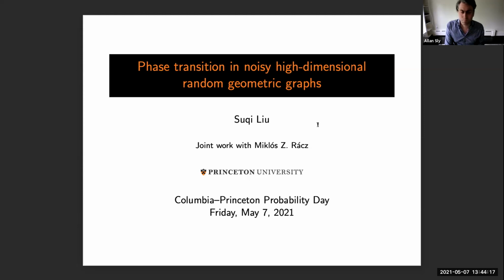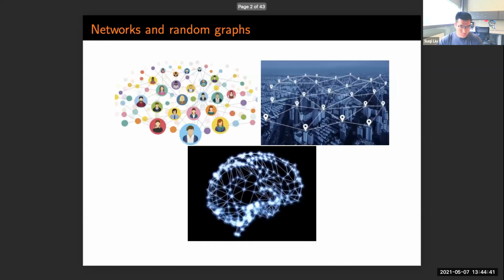Okay, so the next speaker we have Suqi Liu, who will talk about phase transitions in noisy high-dimensional random geometric graphs. Okay, thanks for the introduction and thanks to the organizers. So thank you for having me here. So today I'll be talking about phase transition in noisy high-dimensional random geometric graphs. This is joint work with my advisor, Miklós Rácz.